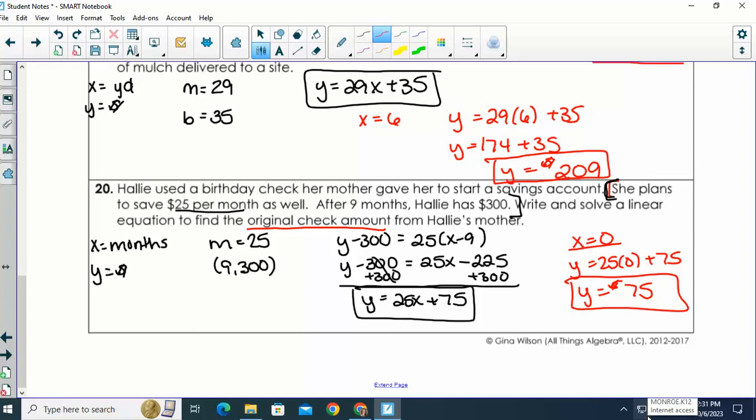What would have changed if I said she was spending $10 every month? The slope would be negative. If your amount is dropping, you have to make sure and include the negative on that slope. Okay, questions there?